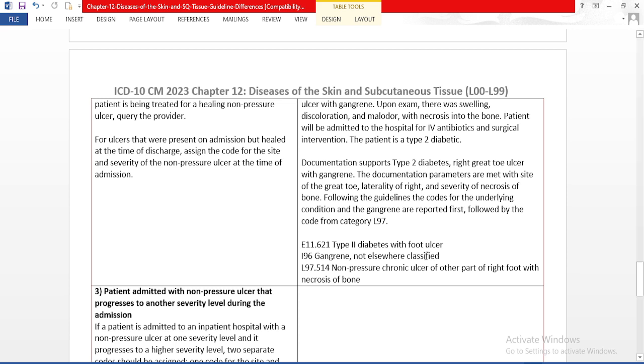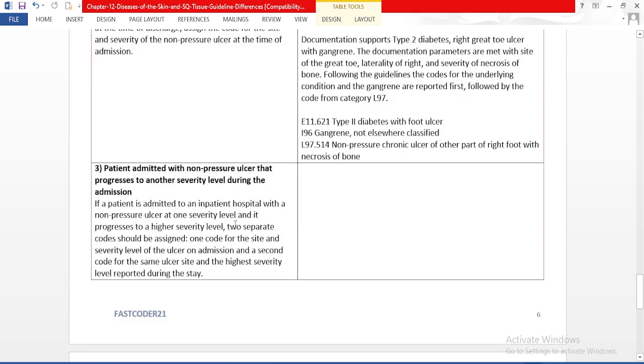along with the underlying condition. Next guideline, a patient admitted with a non-pressure ulcer that progresses into another severity level during the admission. In this situation, we need to code two codes. The first code is for the stage which was present on admission, and the second is the stage which was present on discharge. So if the patient is admitted with stage 2 and during the admission it leads to stage 4, we need to code both the stage 2 ulcer as well as the stage 4 ulcer.